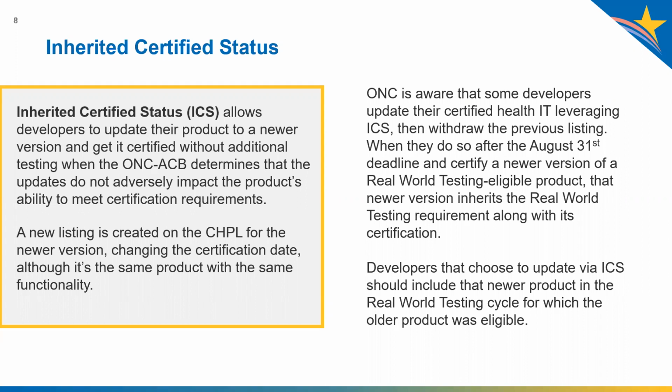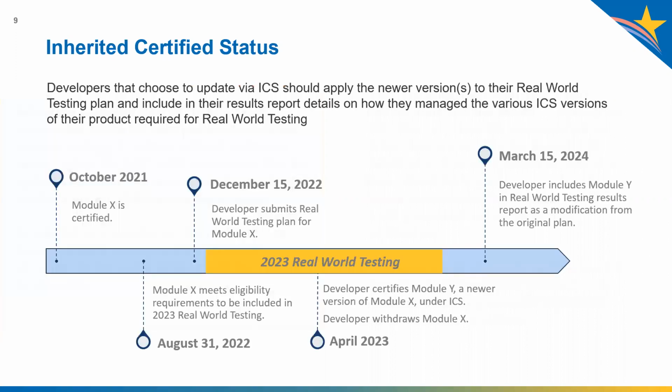In other words, let's go to this visual. For developers who do choose to leverage inherited certified status, we give an example here to give you a clear idea of what this looks like should you decide to update using this flexibility. So let's take module X, which let's say was certified in October of 2021.